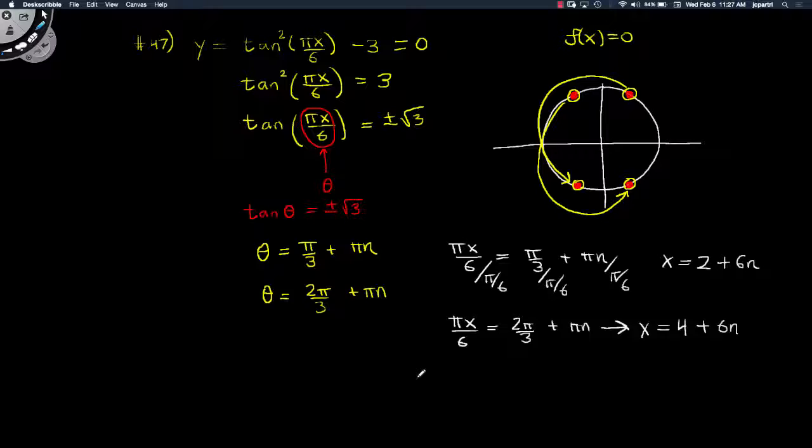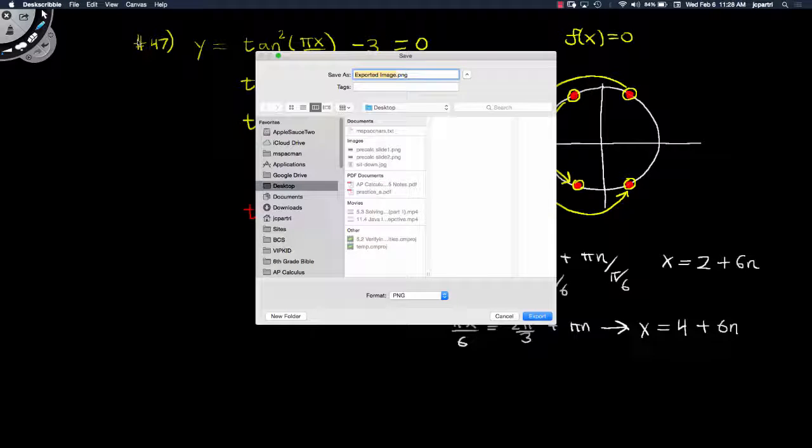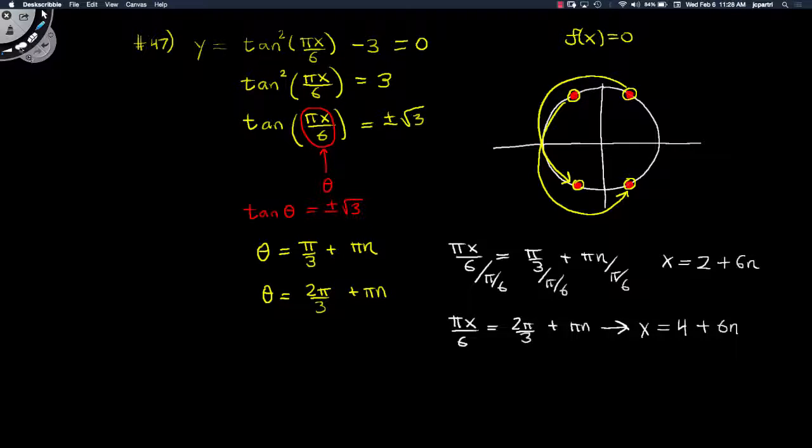Alright. Another one. 48? Okay. Alright, 48 is the same sort of thing. So it's going to be y equals secant to the fourth parentheses pi x over 8 close parentheses minus 4. Find the x-intercepts. Yep. Set it equal to 0.